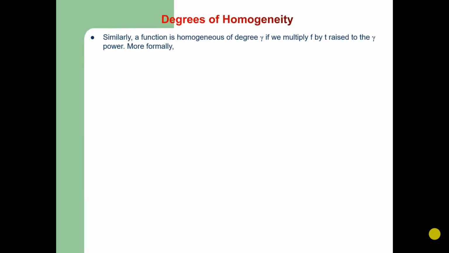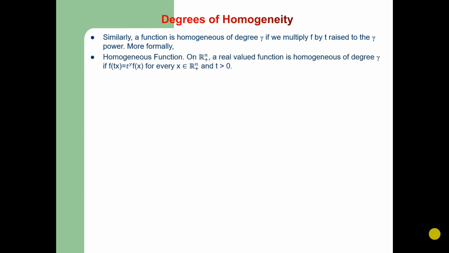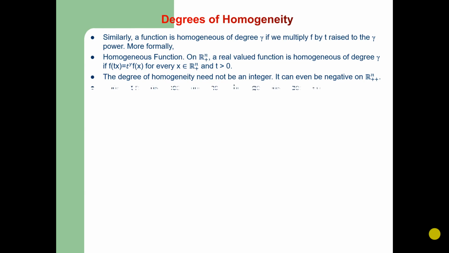Similarly, a function is homogeneous of degree gamma if we multiply function f by t raised to the power gamma. More formally, a real valued function on the non-negative orthant is homogeneous of degree gamma if f of tx is equal to t raised to the power gamma times f of x for every x in the non-negative orthant and positive t, that is t is greater than 0. The degree of homogeneity need not be an integer. It can even be negative on strictly positive n-dimensional space.